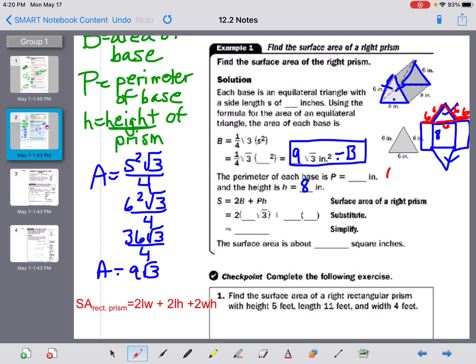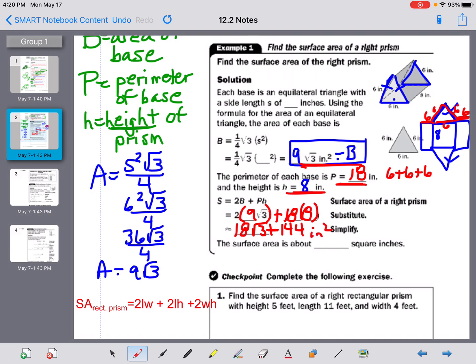So the perimeter here is 6 plus 6 plus 6, which is going to give me 18, and then my height. Okay, so if you can find a big B, you can find a P, and you can find the height, you can go ahead and find your surface area. So I'm going to do 2 times 9 square root of 3 plus my perimeter of 18 times my height of 8. Well, 2 times 9 radical 3 will give me 18 radical 3. 18 times 8 here will give me 144.